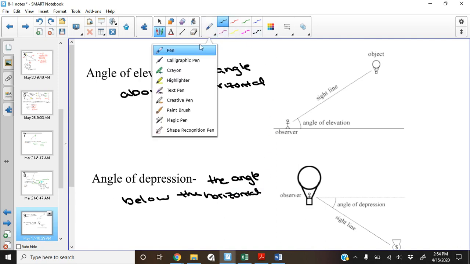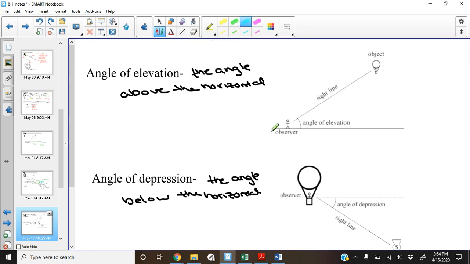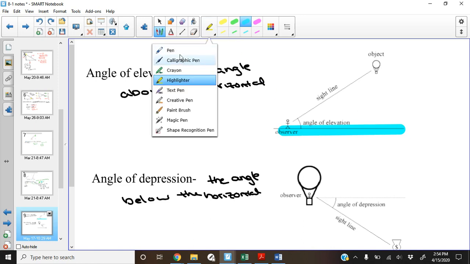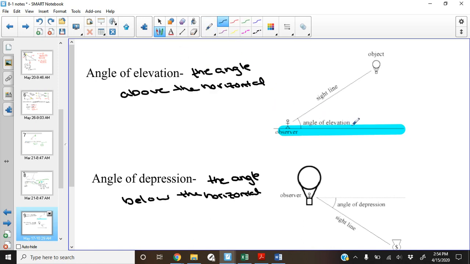So I quickly want to just highlight this for you. So here is the horizontal. Angle of elevation is the angle going up from the horizontal. So this theta right here is your angle of elevation. Whereas for the angle of depression, here's your horizontal. So going down from the horizontal is your angle of depression.